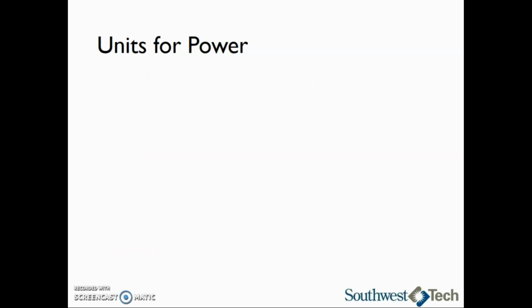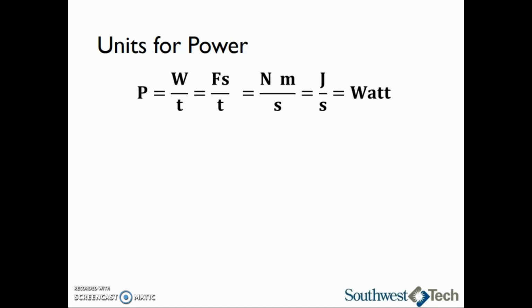In the SI or metric system, power is equal to work divided by time, and work is equal to a force times a displacement. If we look at units for force, it is measured in newtons and displacement is measured in meters. Time in the denominator is measured in seconds. 1 Newton meter is equal to 1 joule, so power is measured in joules per second. This is the same thing as 1 watt.